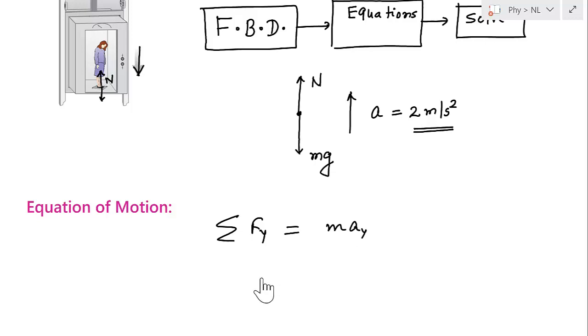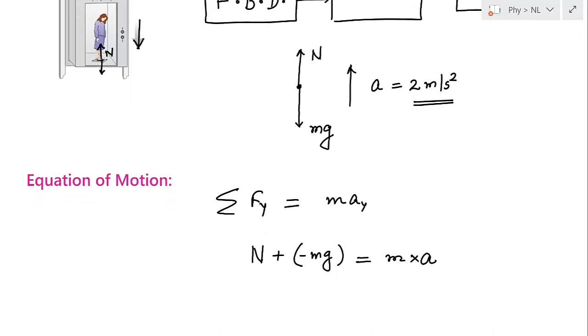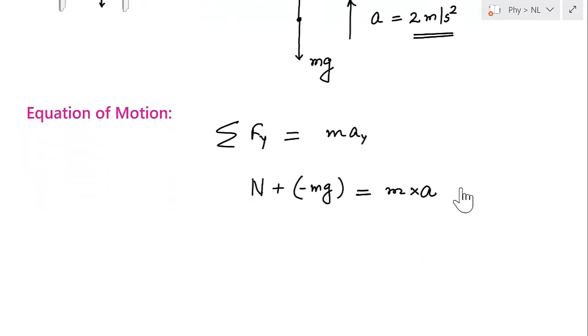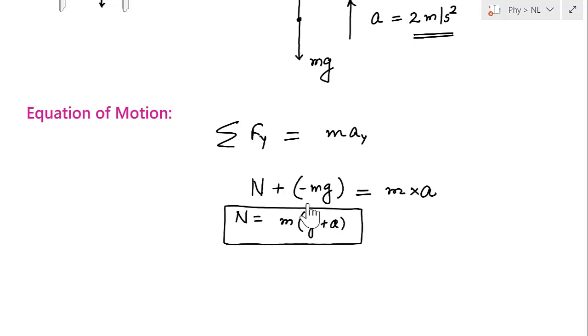So what are the forces that is acting in the y direction? Normal reaction plus mg, but mg is acting in the downward direction. That's why we have to put a minus sign, is equals to mass into acceleration. In this case, acceleration is in the upward direction, that is A. So from here I can calculate normal reaction. So this is nothing but mg plus A. So this is the normal reaction that Bowman will experience, and the same amount of force will be applied to this weighing scale.